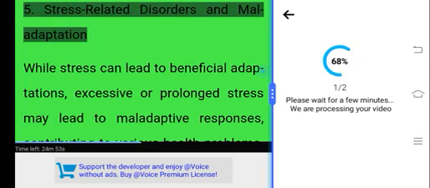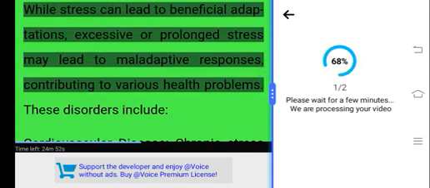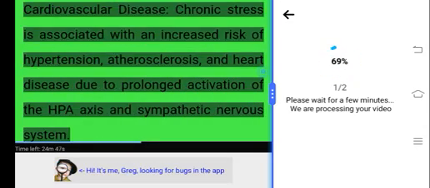5. Stress-related disorders and maladaptation. While stress can lead to beneficial adaptations, excessive or prolonged stress may lead to maladaptive responses, contributing to various health problems. These disorders include cardiovascular disease. Chronic stress is associated with an increased risk of hypertension, atherosclerosis, and heart disease due to prolonged activation of the HPA axis and sympathetic nervous system.